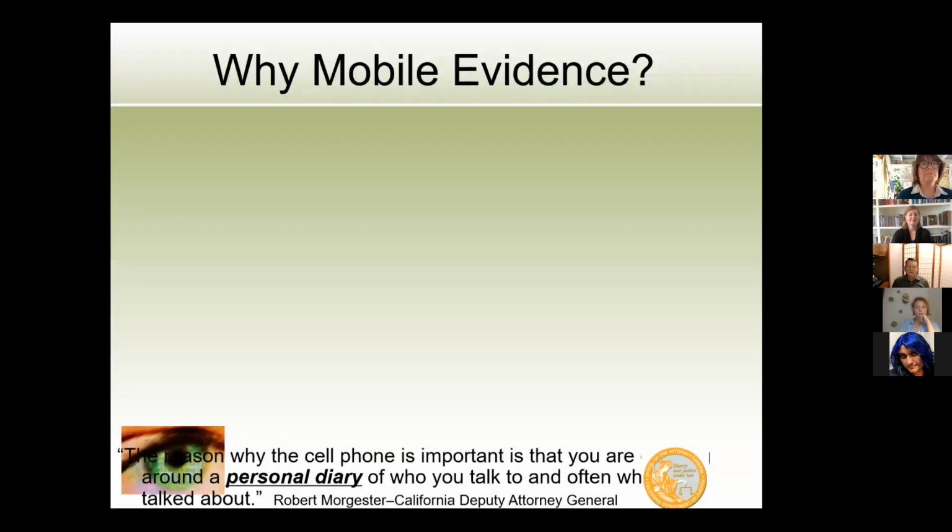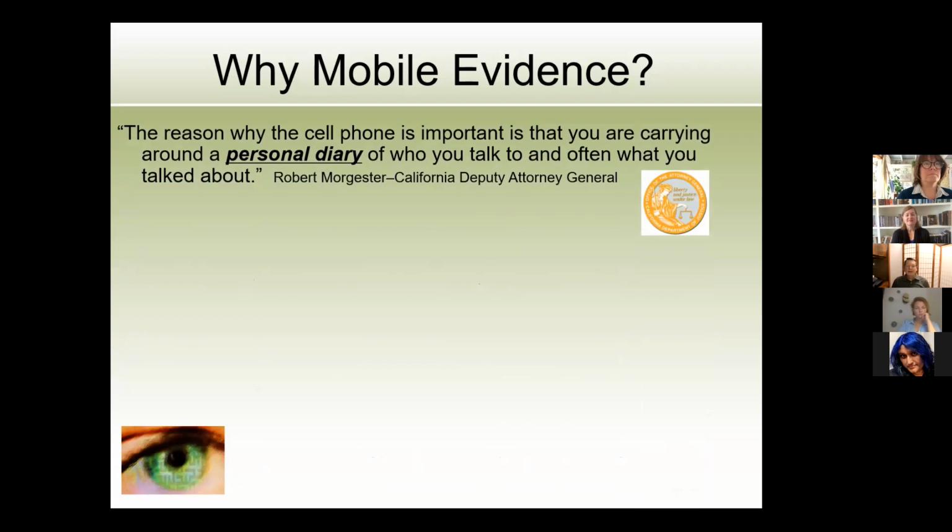So let's get rolling. I guess I'm going to start by saying, why mobile evidence? Why is mobile evidence compelling today? Why is it important? Why does it have this disproportionate share of the judiciary's attention at trial? And I have a couple quotes here. The first one is actually pretty ancient. It's almost 10 years old now, but the Deputy Attorney General in California calls it a personal diary.